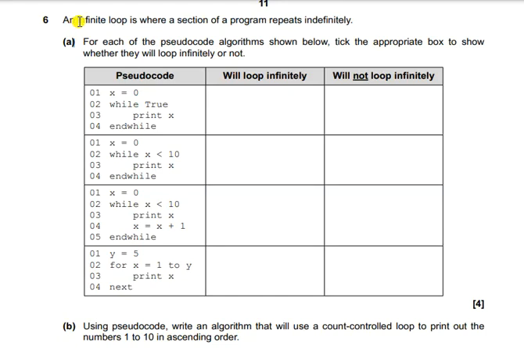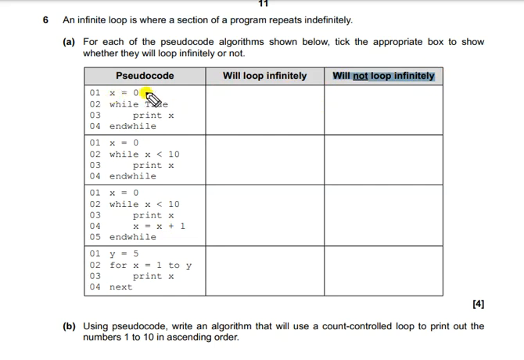It says that an infinite loop is a section where the program will repeat itself indefinitely and it will never come out of the loop. So now for each of the pseudocodes that are given below, we have to tell which will loop infinitely and which code will not loop infinitely. So you have to put a tick mark here, which one will loop infinitely and which one will not.